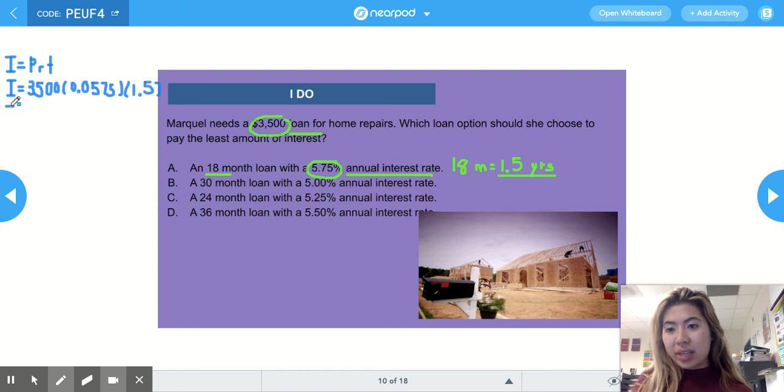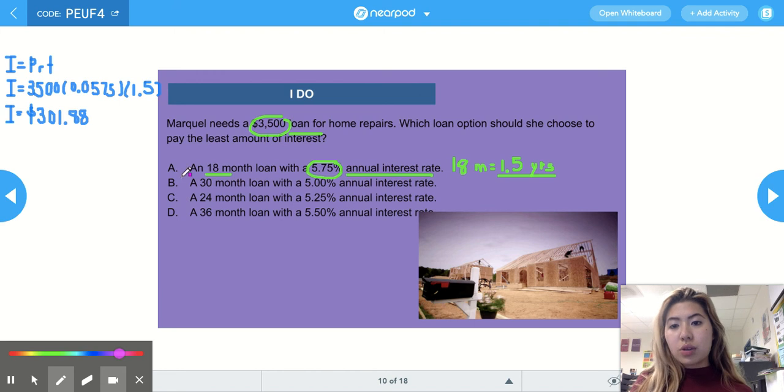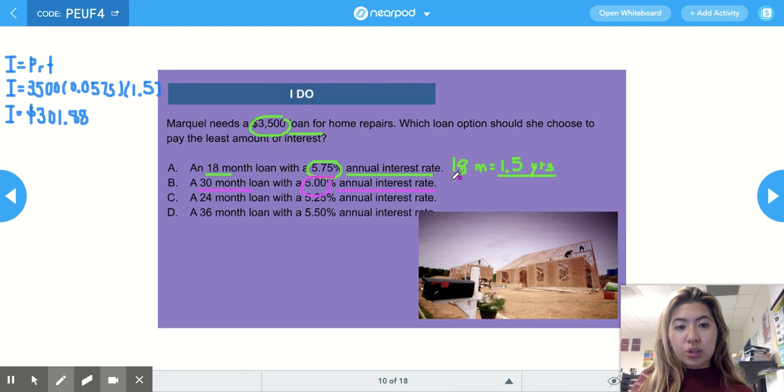So once I calculate this out, I get that the interest is going to be $301.88. But I still have to calculate it for the other loan options or the loan terms. So for B, it says a 30-month loan with a 5% annual interest rate. So 30 months is equal to 2.5 years.